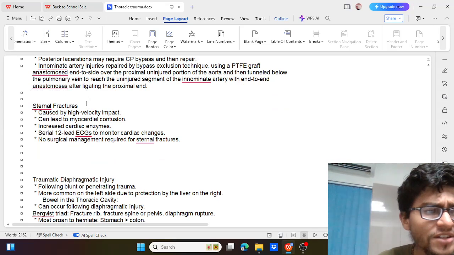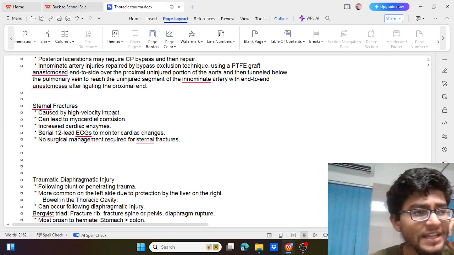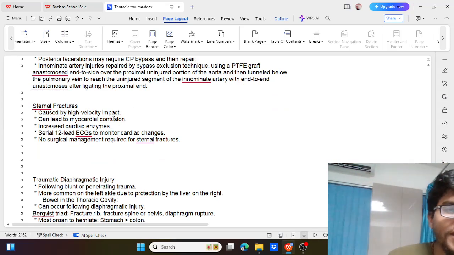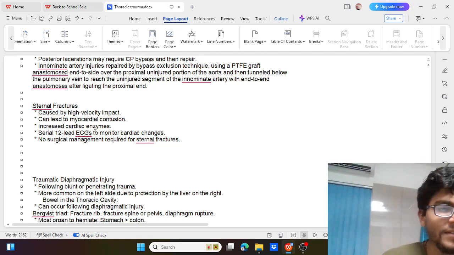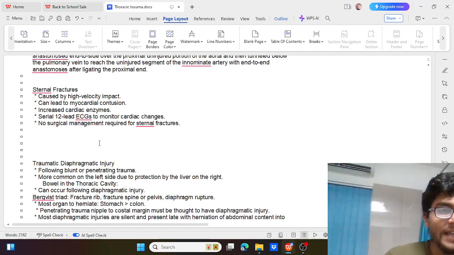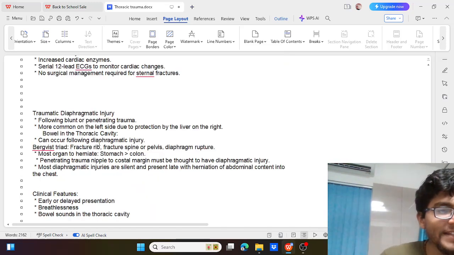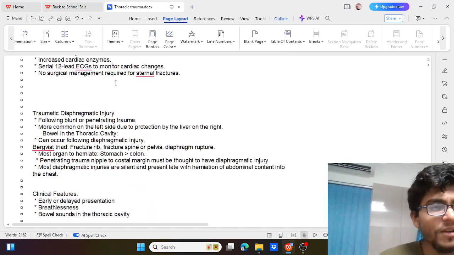Then coming to sternal fractures, so these are caused by high velocity impact, can lead to cardiac contusion and cause an increase in cardiac enzymes, and we'll monitor the patient through ECG, and generally we don't need surgical management for these cases. In case there is more damage to the heart and it has caused some effect or needs repair, or is causing pericardial effusion, cardiac tamponade, then we'll need intervention. So we have to be careful regarding that. But generally it is not required and the patient can be monitored and managed conservatively.